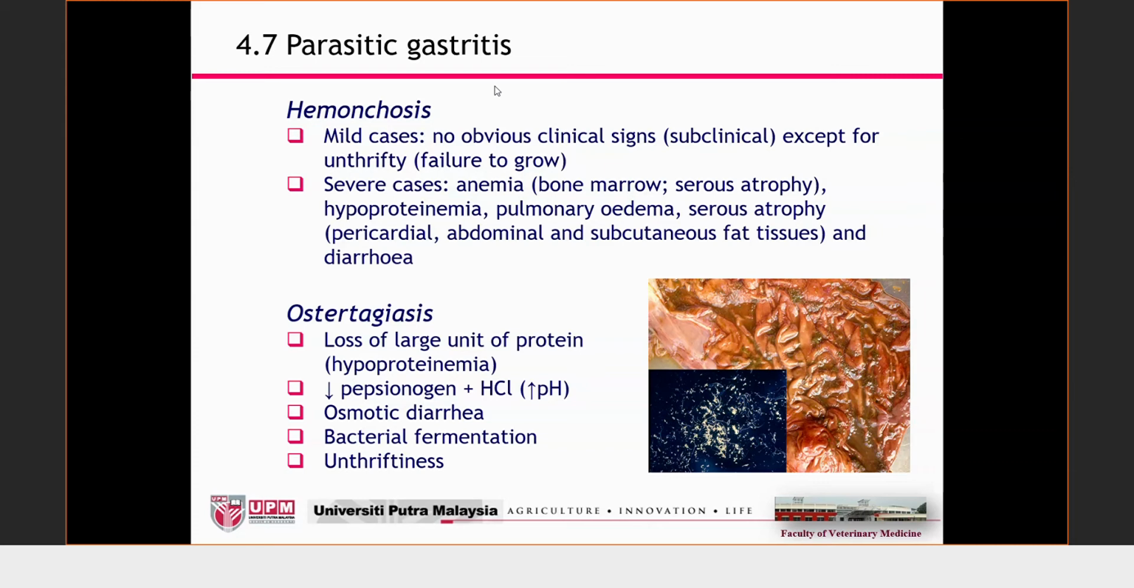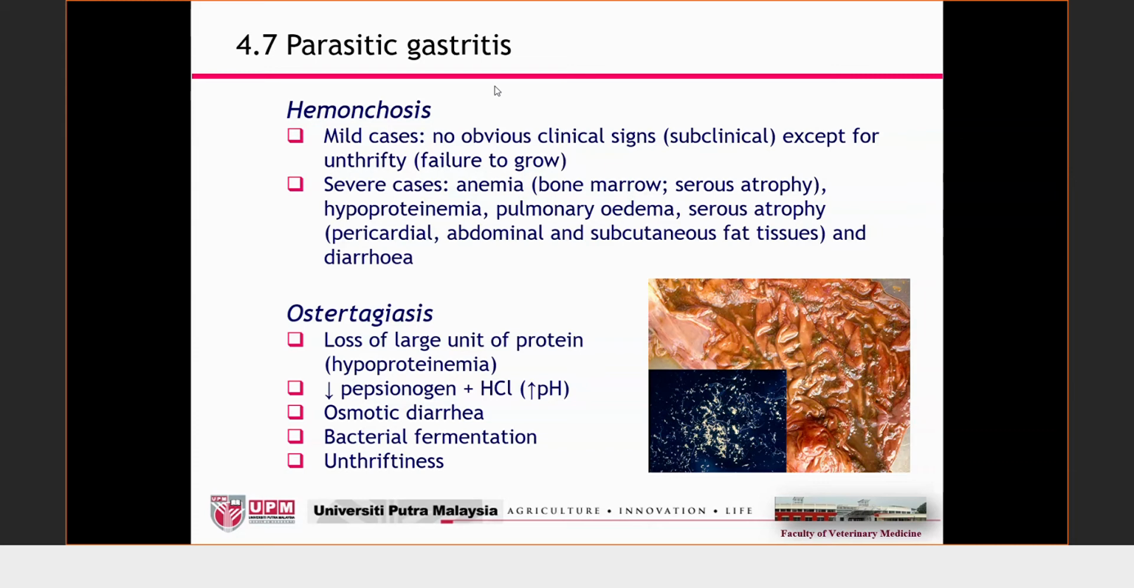Similarly, when the animal is in a poor condition, there will be serous atrophy, meaning that you can see that gelatinous material, particularly in the pericardial as well as subcutaneous fat tissue. So this is a typical lesion for haemonchosis, particularly in severe cases. When you see the case, we expect to see anemia. Then when you open the animal, you might expect to see pulmonary edema plus serous atrophy of the fat tissue, including the bone marrow.